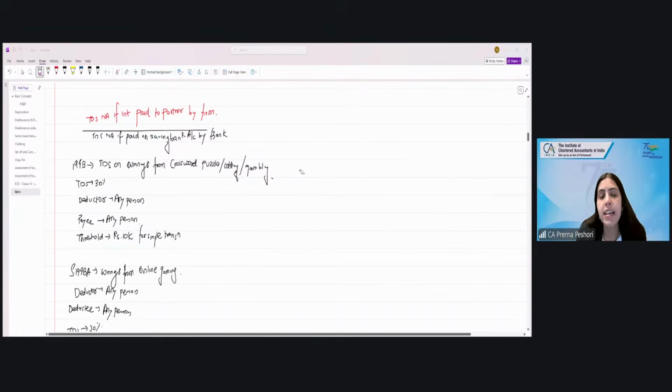In case where the winnings are wholly in kind or partly in cash, partly in kind, but the cash is not sufficient to meet the liability of the TDS, then the person responsible for paying, before releasing the winning, will ensure that the tax has been paid. So he will have to pay the tax before releasing the winnings. Are we clear? Yes or no? Very simple.